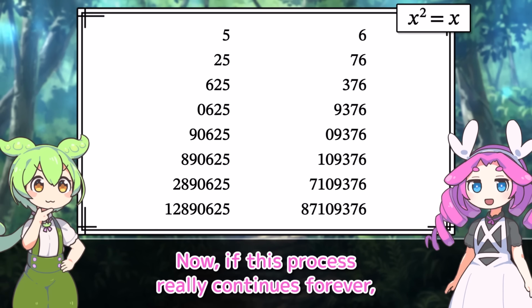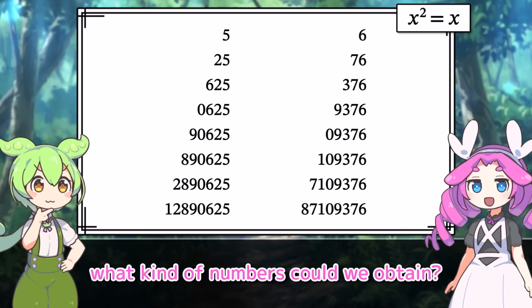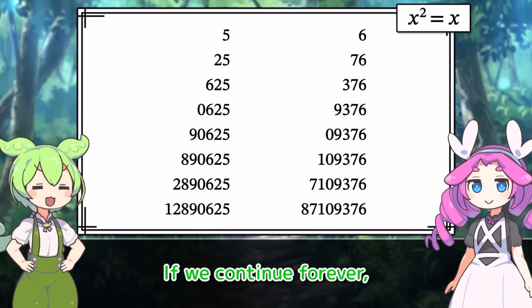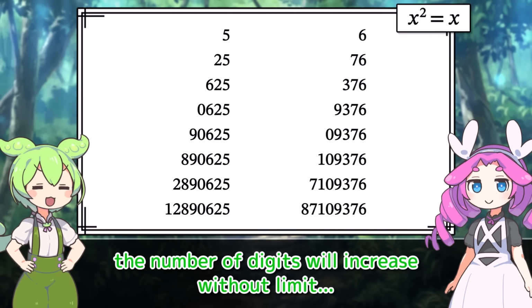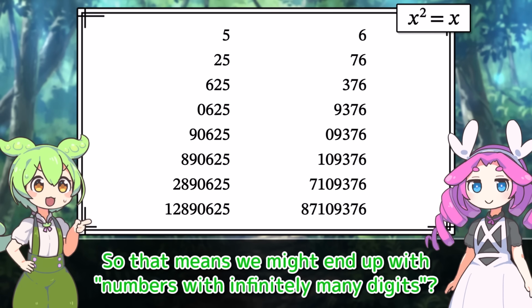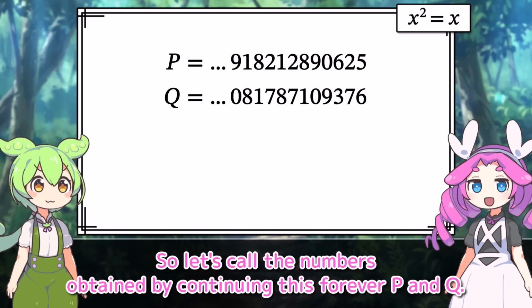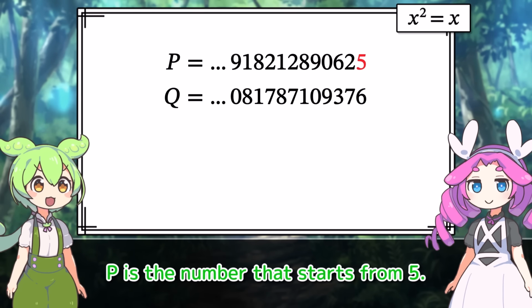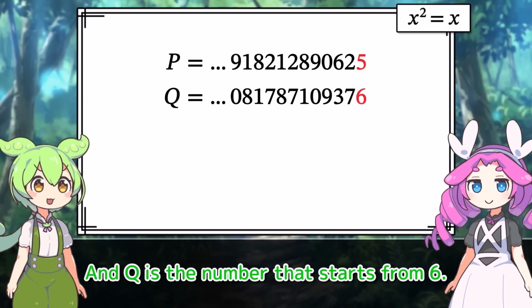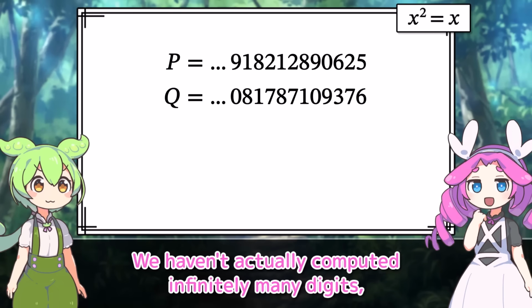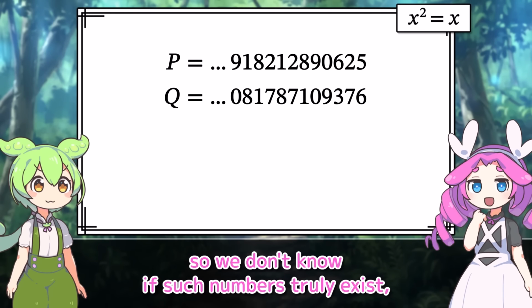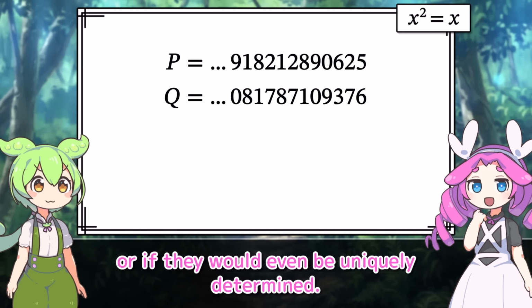Now, if this process really continues forever, what kind of numbers could we obtain? If we continue forever, the number of digits will increase without limit. So that means we might end up with numbers with infinitely many digits? It's strange, but an interesting idea. So let's call the numbers obtained by continuing this forever P and Q. P is the number that starts from 5. And Q is the number that starts from 6. We haven't actually computed infinitely many digits, so we don't know if such numbers truly exist, or if they would even be uniquely determined.